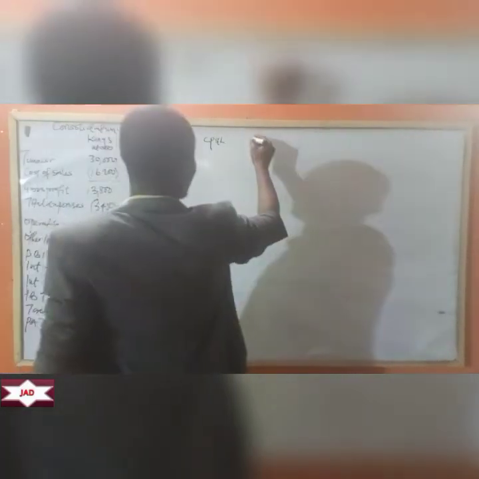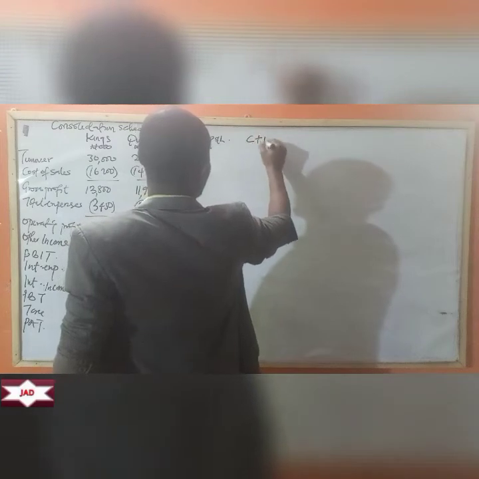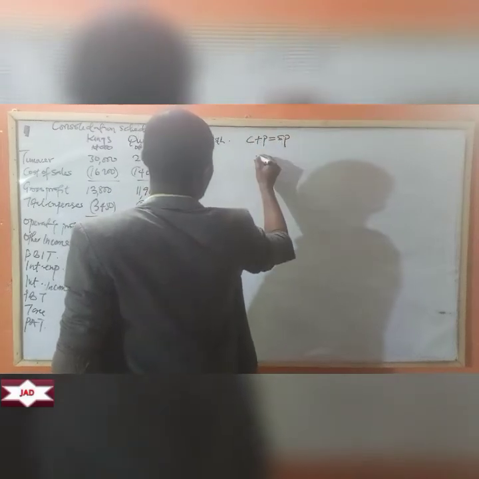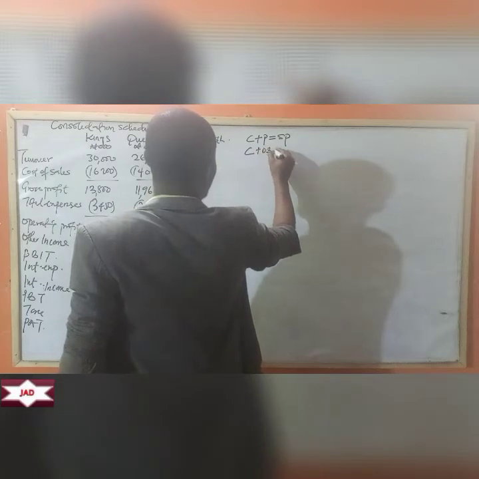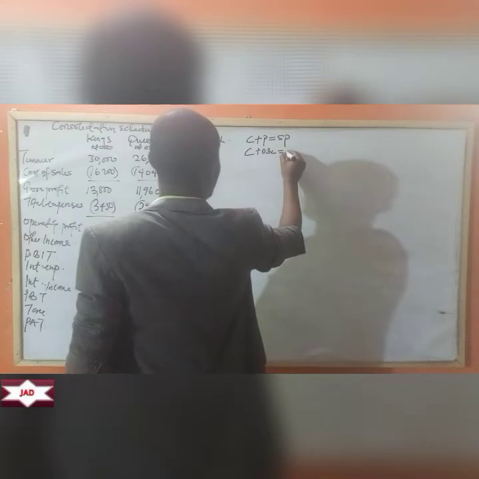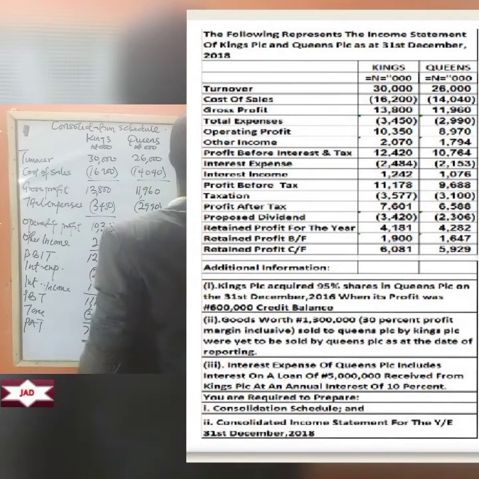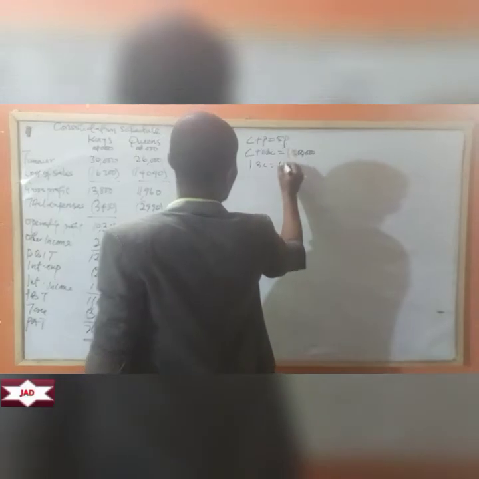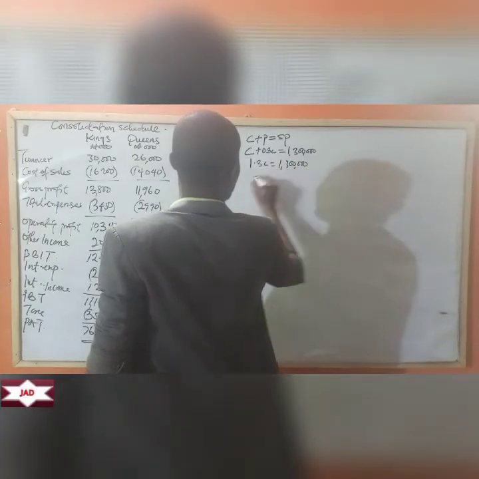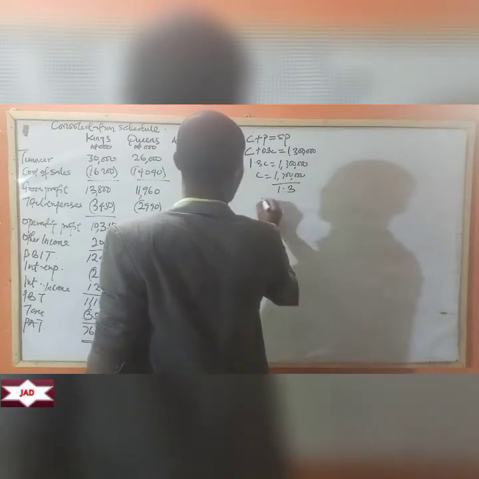What do we have? So that's like saying cost price plus profit is equal to what? Selling price, right? So we don't know the cost price, but we know the what? Profit margin, which is 30% according to the question. So that would be 0.3 of the cost, all equal to the selling price. We have the value. What's the value of selling price? 1.3. So that's 1.3C is equal to 1,300,000. So that means C here will be 1,300,000 divided by 1.3. So C would be what?